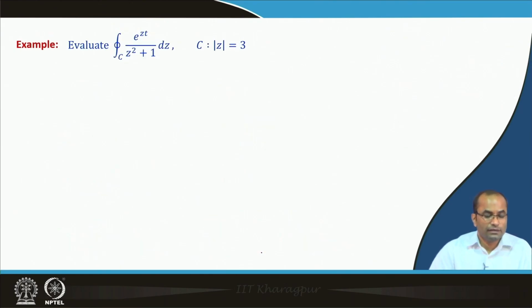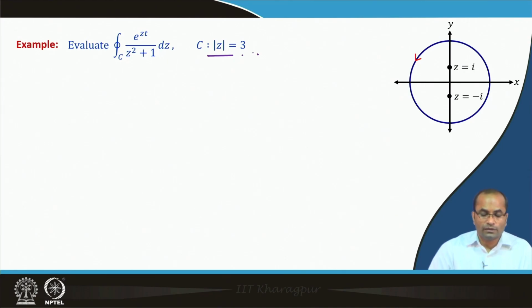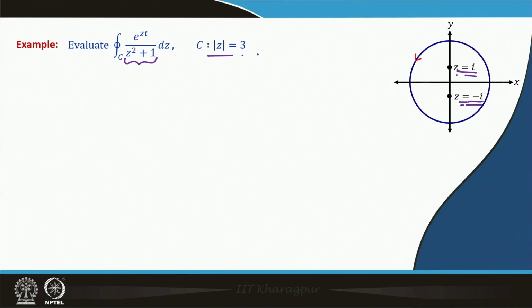Another example where we will evaluate the integral of e power zt over (z square plus 1) dz, and here the circle is given by modulus z equal to 3. So, again we have a circle, center 0 and radius 3. If we look at the singularities here, z square plus 1, we have z equal to i and z equal to minus i. So, at these 2 points the function is problematic.